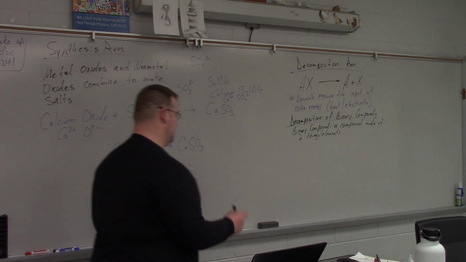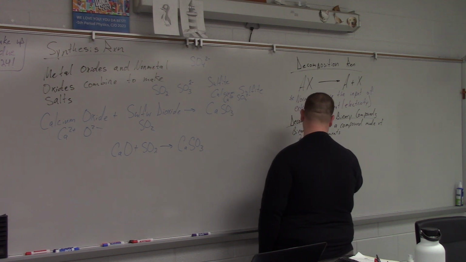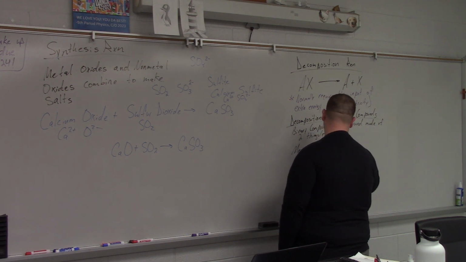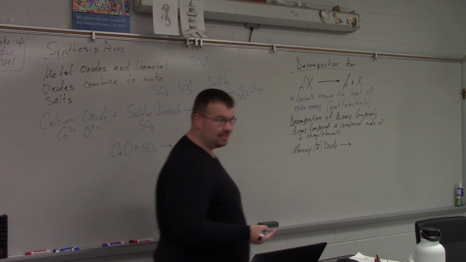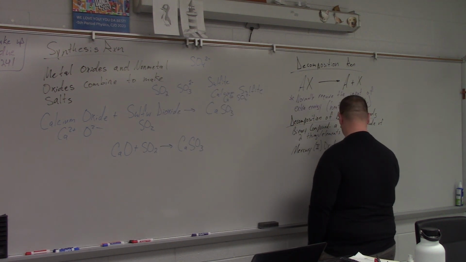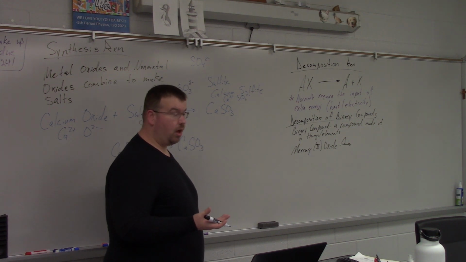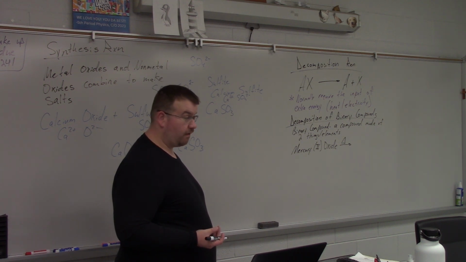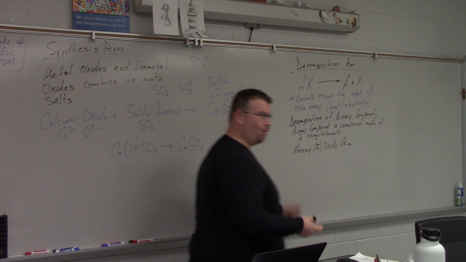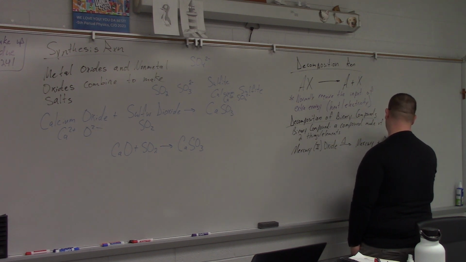A good example of this is if we took mercury(II) oxide and heated it. I can add in some heat, and it's going to break apart into two things. What two things do you think it's going to break into? Probably mercury and oxygen. There's no hydrogen, so it's going to break apart into mercury and oxygen.